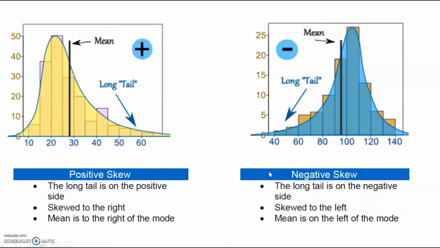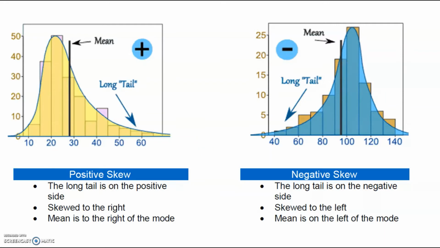In a negative skew, as you can see in the bar chart there, it's the opposite. The long tail is on the negative side. It's been skewed to the left. And that means that your mean is to the left of your mode. So whilst most of your scores are here, your average score is not quite in the same place. And that creates a negative skew.